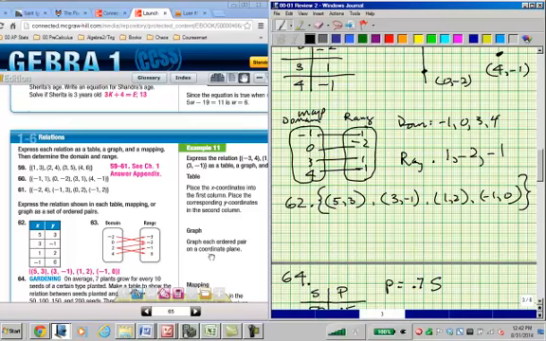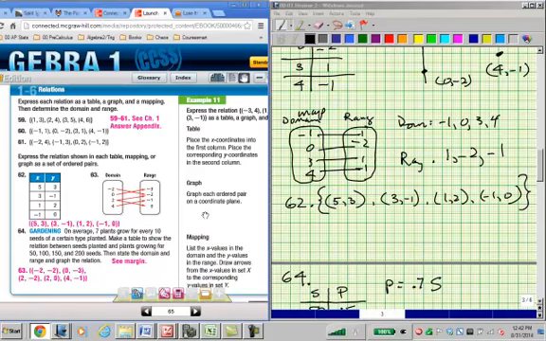Okay. 64, gardening. On average, 7 plants grow for every 10 seeds.